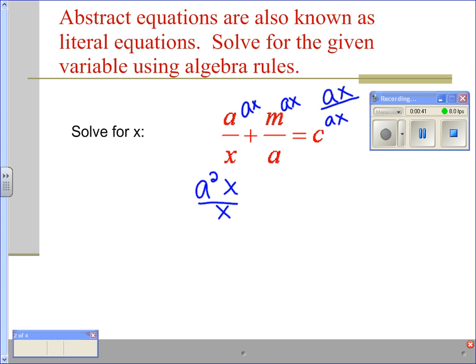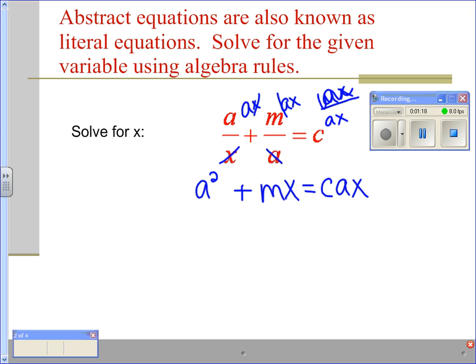What is that though? The x's cancel, right? So the x's cancel. What about m times ax over a? The a's cancel, and so what are you left with? And it equals what? C times ax, because there's nothing in the top. Oh, sorry. Does that make sense?